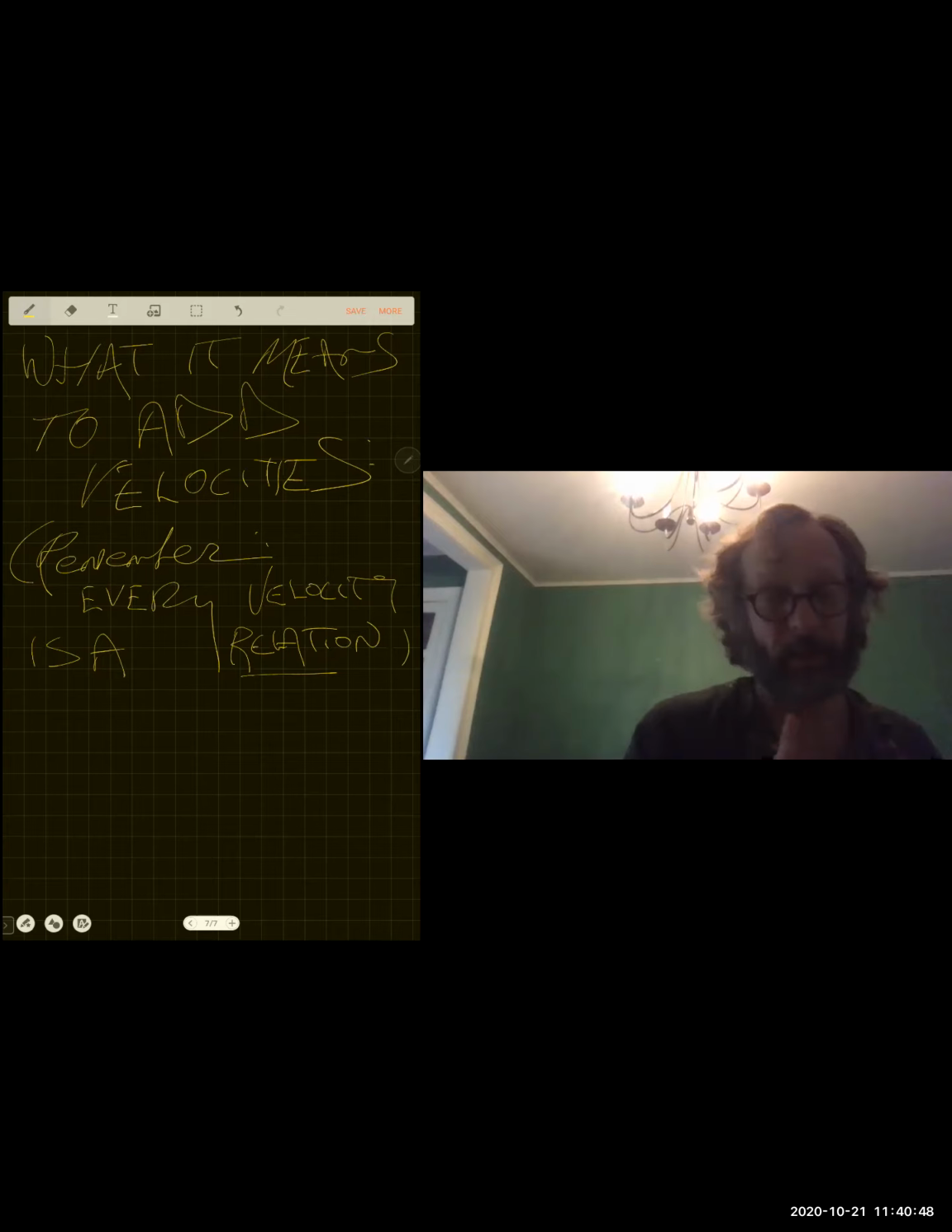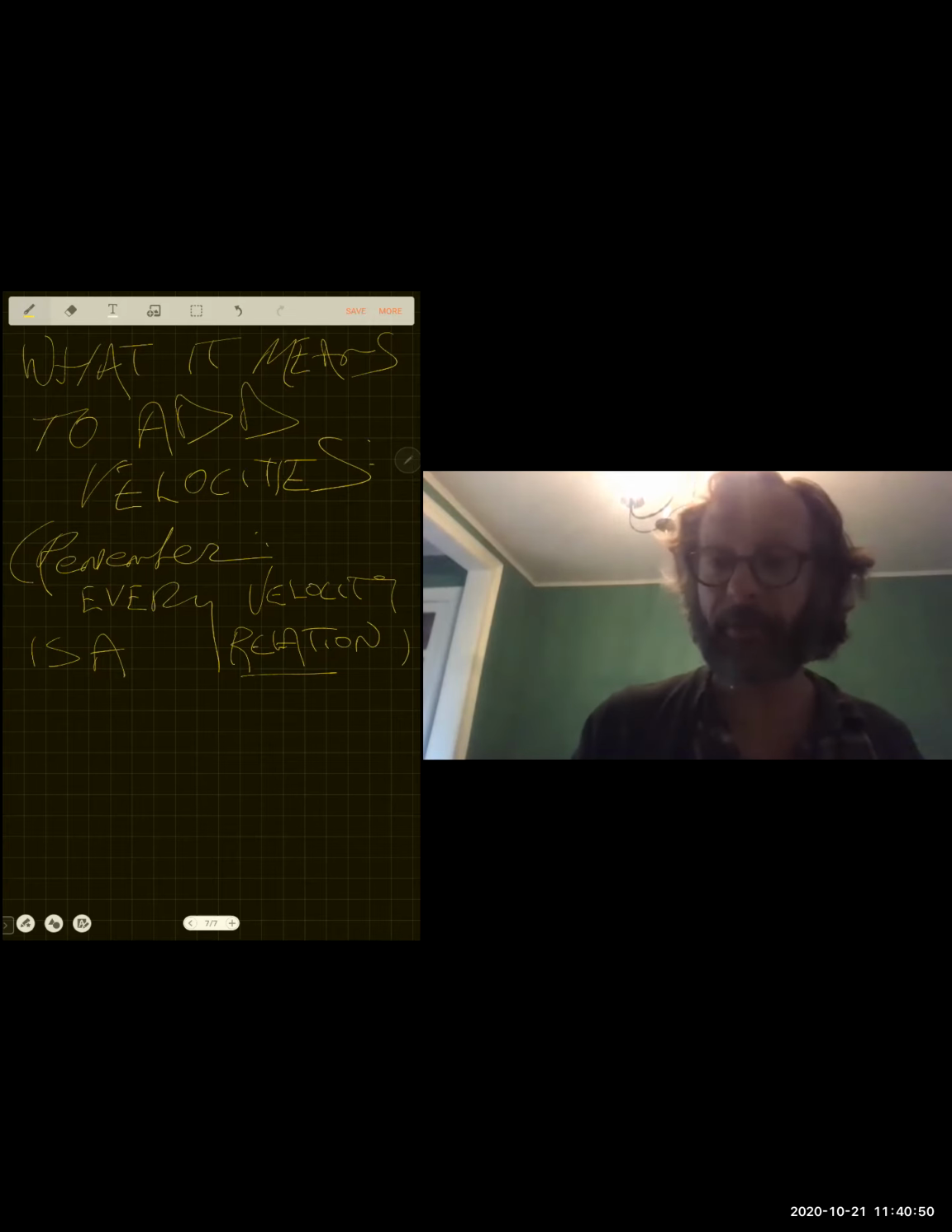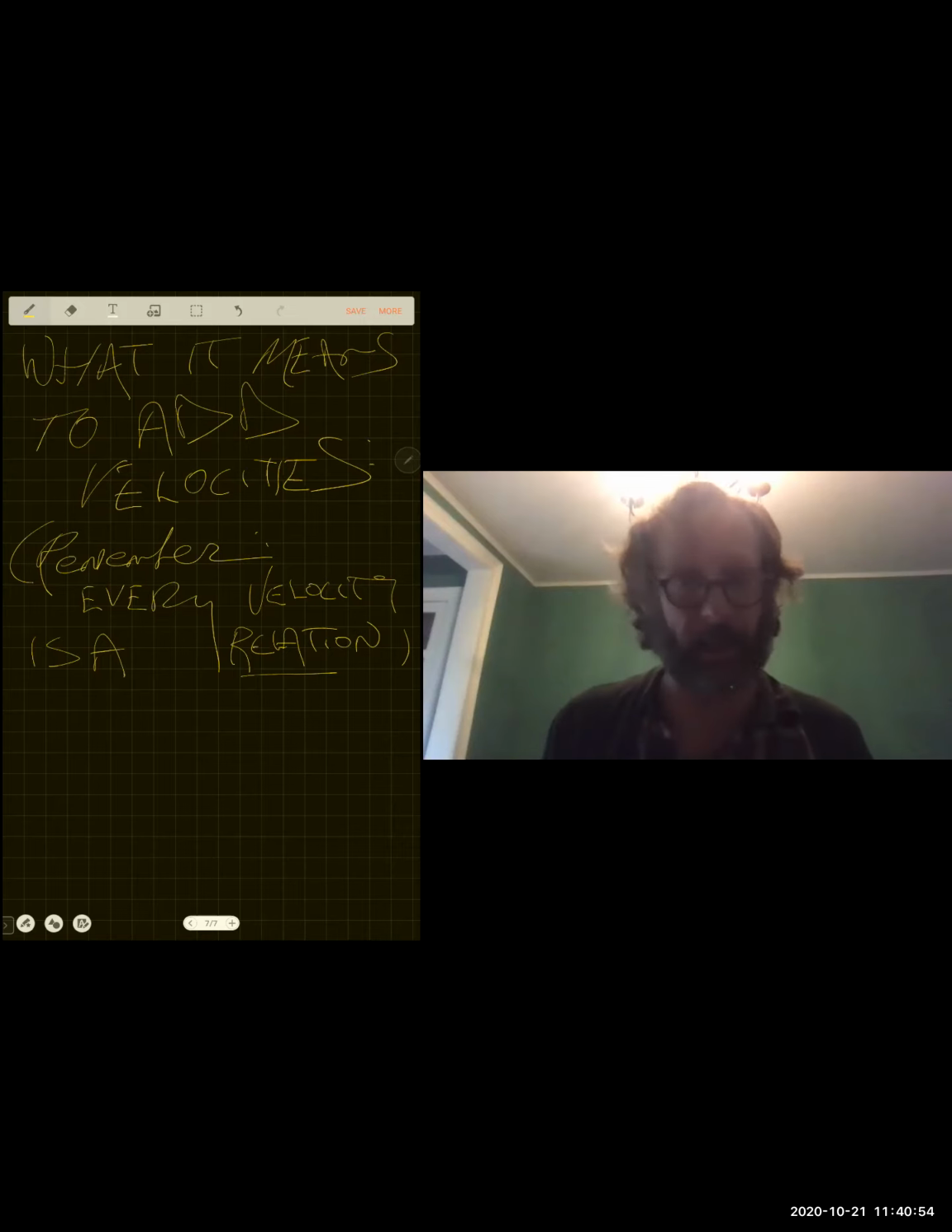Remember, every velocity is a relation, okay? We're going to add velocities. We're going to see what Alyssa's diagram means. And again, it is not wrong, but it reveals something about the world. I'm about to say what it means to add velocities together, what the resulting velocity signifies in the physical world. And how we're going to know how to add velocities together is to take super seriously now the fact that any velocity is only meaningful as a relation between two objects.